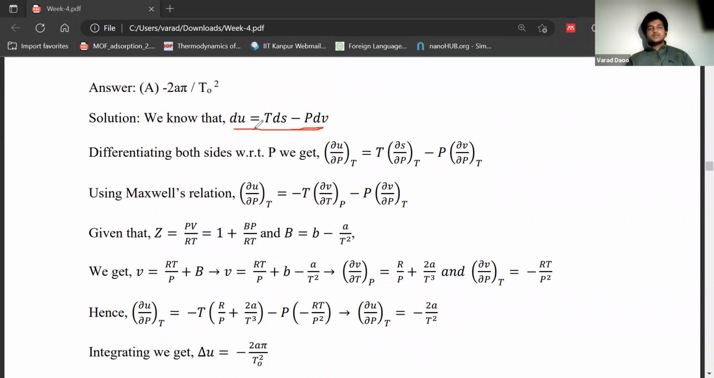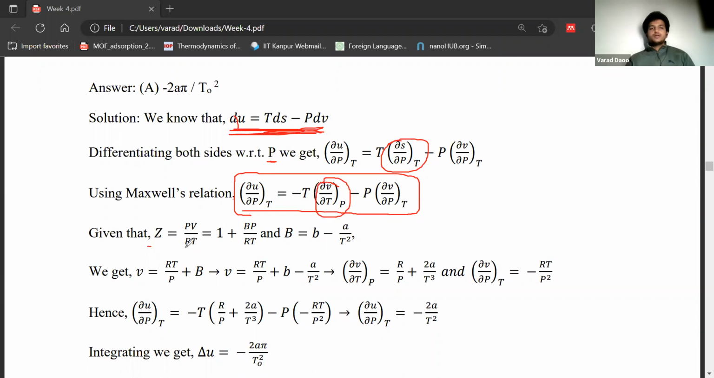So this is the basic fundamental equation which we know, that dU is equal to TdS minus PdV. Now what we are doing, we are differentiating both sides with respect to P. So dou U by dou P at constant temperature is nothing but, since temperature is constant, temperature will come out, and dou S by dou P at constant T, minus we have this. Then we use Maxwell's relation, which is this one. Using the Maxwell relation, we rewrite it, we change this to this.